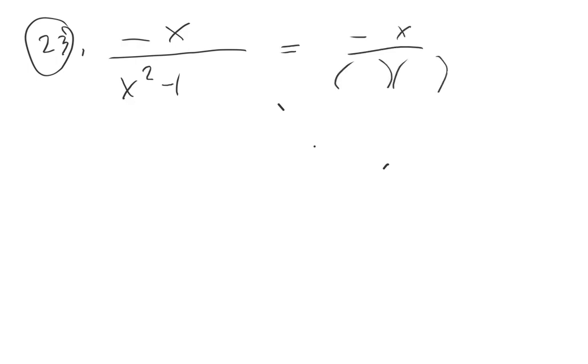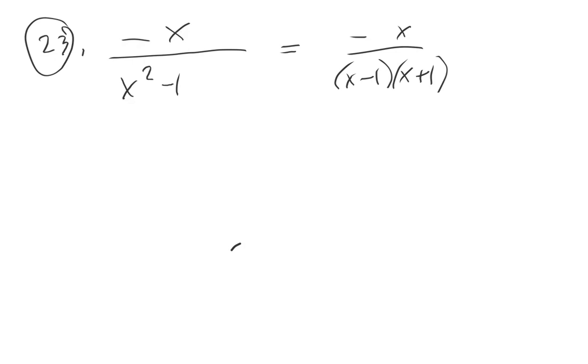Negative x over x squared minus 1. First of all, you have to factor out the bottom. So that equals negative x over parentheses, x times x minus 1 times positive 1.